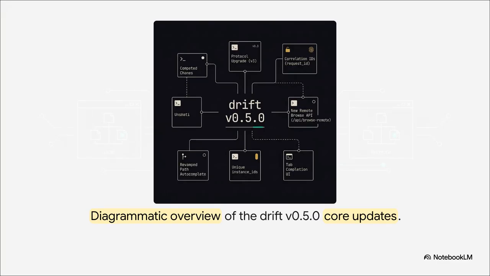Now, as networks get more complex, developers obviously demand more reliability. The tool itself needs to become more precise, and the v0.5.0 release tackles this from multiple angles. We're looking at a protocol upgrade to v3, the introduction of correlation IDs, a brand new remote browse API, some really slick UI improvements like tab completion, and unique instance IDs. We're going to unpack each of these updates right now.